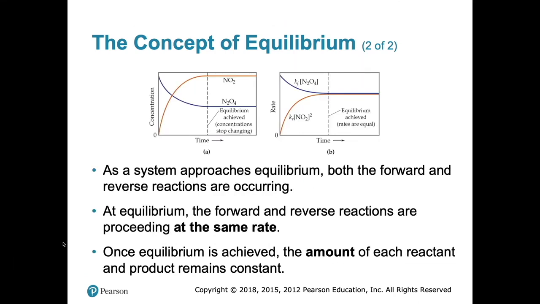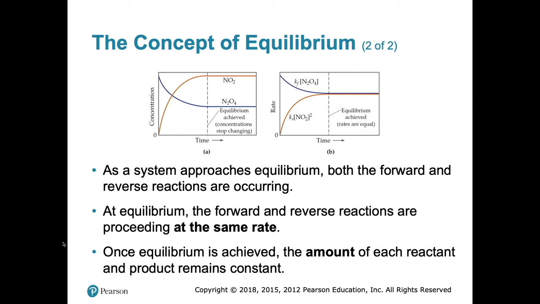Okay, let's look at it graphically here. This is the graphical representation of what we saw up there in the pictures. We have nitrogen dioxide, and its concentration is going up. And here we have dinitrogen tetroxide, and its concentration is going down, right? The reactions are happening, and we're making tons of product and losing concentration of the reactants.